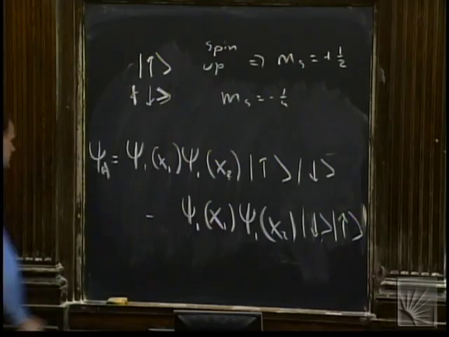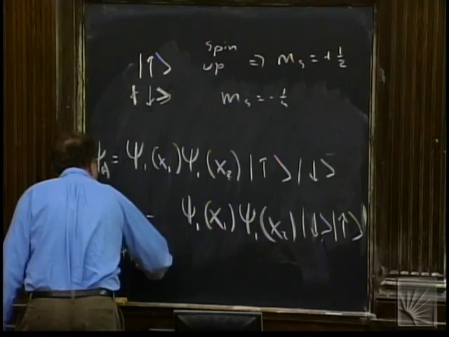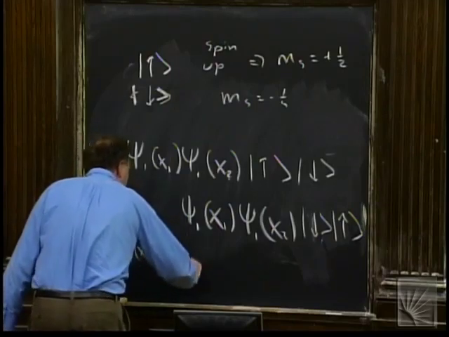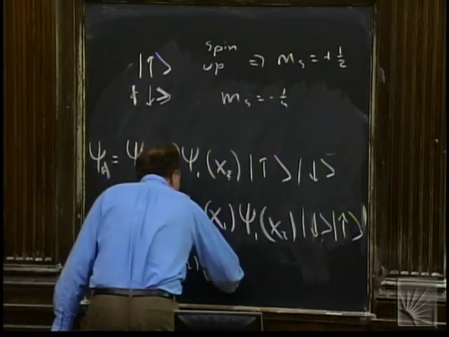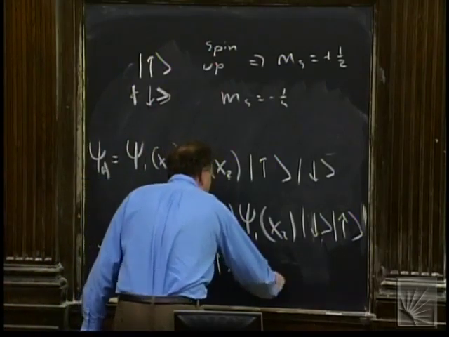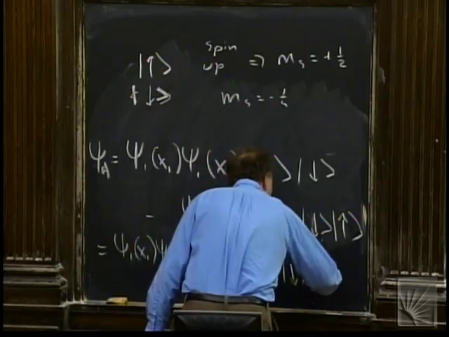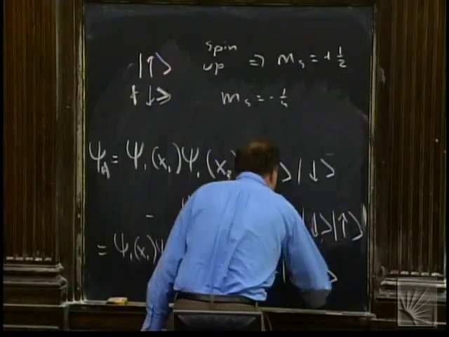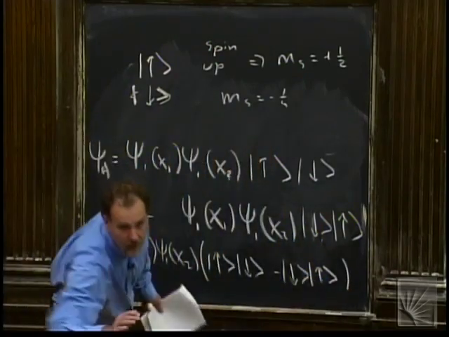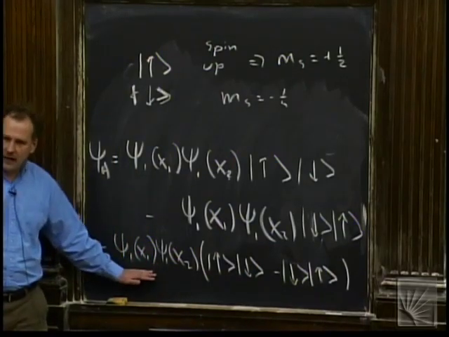Okay? Because you see that I can just factor terms, that's psi 1 of x1, psi 1 of x2 times what looks more like what we just did last time, an antisymmetric state in the spins alone. You see that? I just did a tiny bit of algebra there. All right? So that's writing it down mathematically.